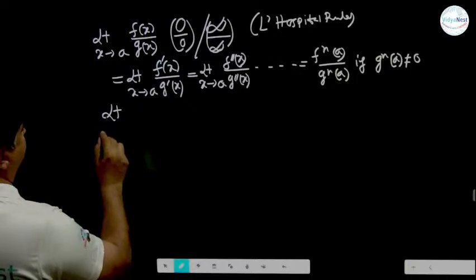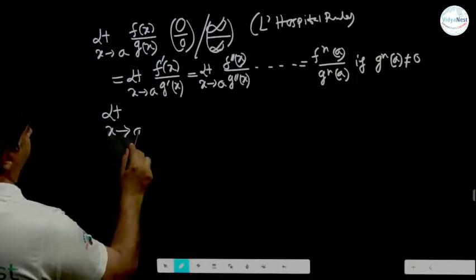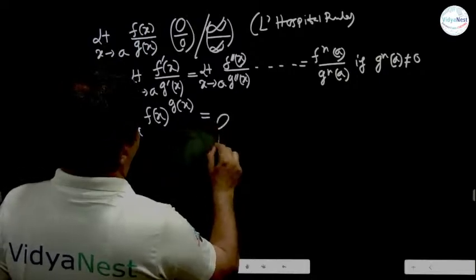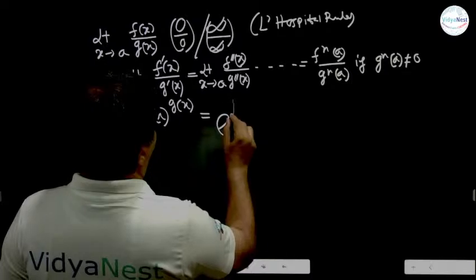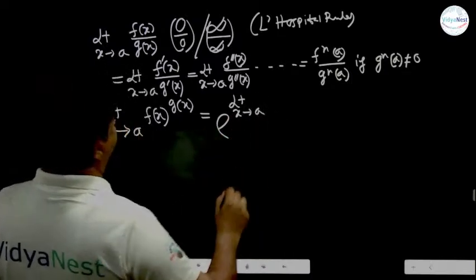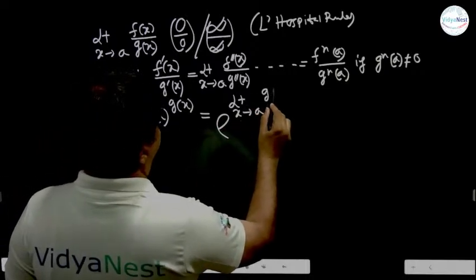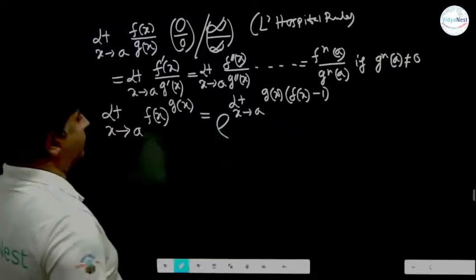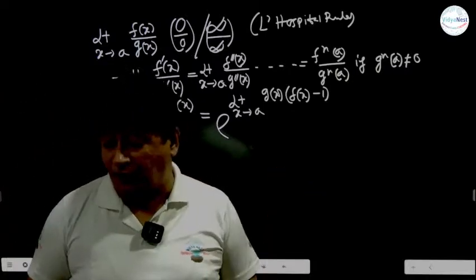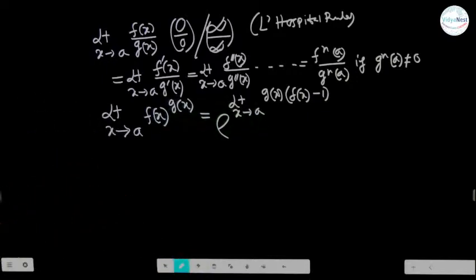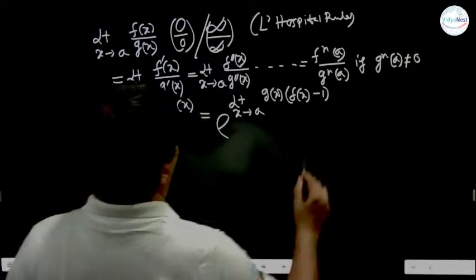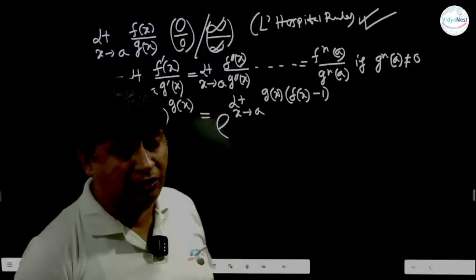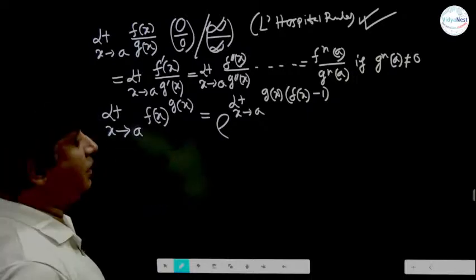Another property we had discussed, that f(x) to the power g(x) is equal to e to the power limit x tends to a of g(x) times (f(x) minus 1). So these were taught, and the basic formulas of differentiation were also taught. Now on L'Hopital's rule, we will do one sum. Saurabh, you have sent me one sum. Let us do that sum using L'Hopital's rule.